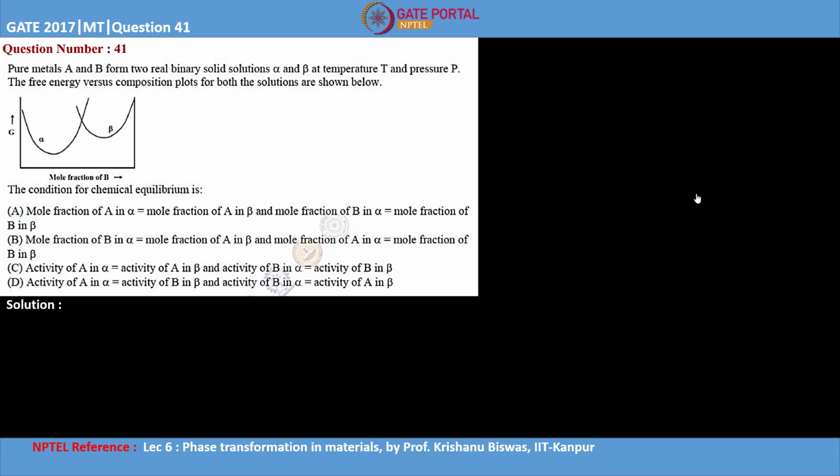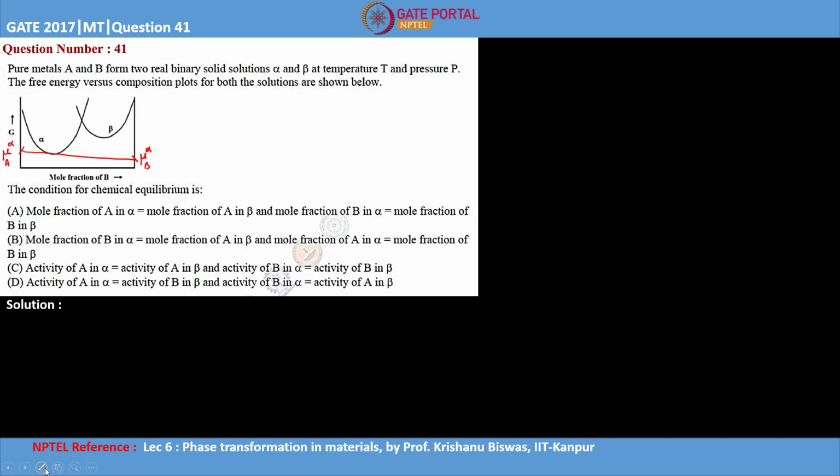So now let's first understand what are the things which we can learn from this free energy versus composition diagram. Let's say you are drawing a tangent to the alpha free energy curve. What are these intercepts which we are getting here? These intercepts are nothing but the chemical potentials. Here we have a pure A end and here we have a pure B end, right? So this is the chemical potential of A in alpha phase, and this one is the chemical potential of B in alpha phase, right?